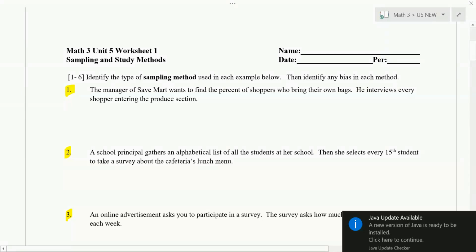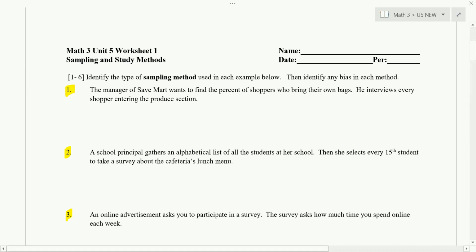I'm going to go over a few problems from the Math 3 Unit 5 Worksheet 1. Sampling and study methods. The instructions are to identify the type of sampling method used in each example below, then identify any bias in each method.